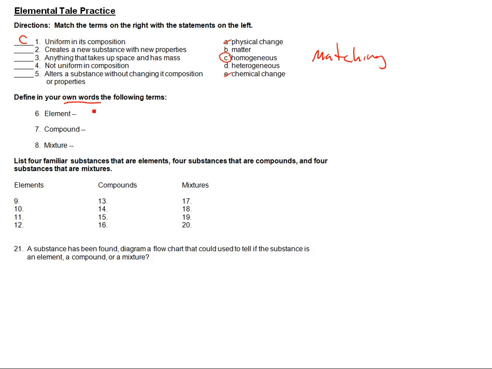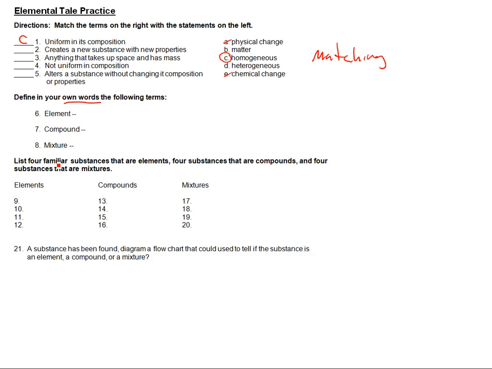Next, these are really hard for kids because they don't like writing anymore. This is defining in your own words the following terms. All right, an element. It might be hard to come up with your own words, but if you look in the notes, you'll find my definition, and then hopefully you can use your brain to come up with your definition that means the same thing, but is simply written differently. So they're easy.